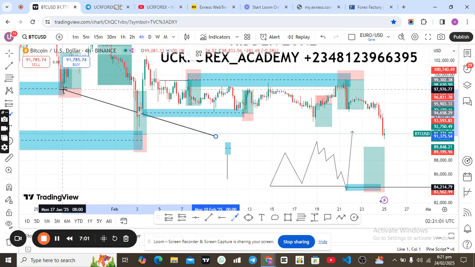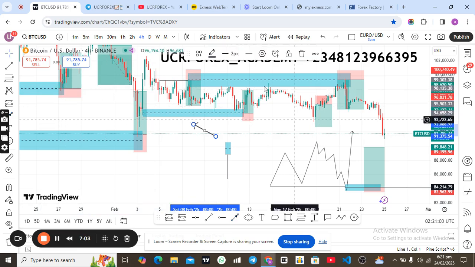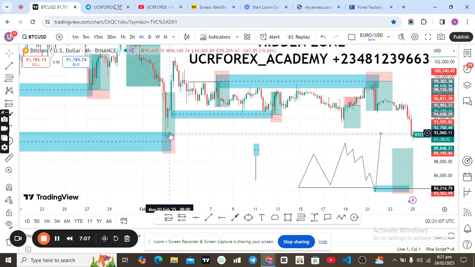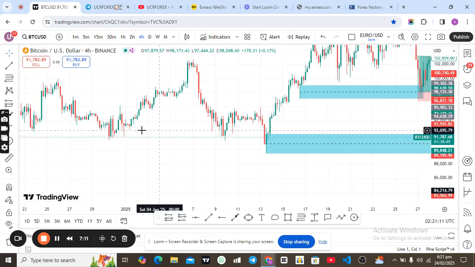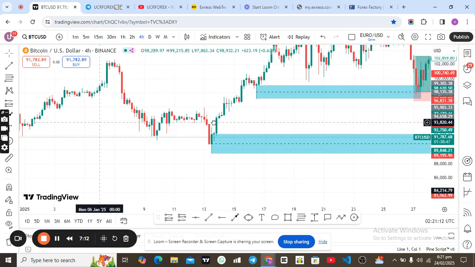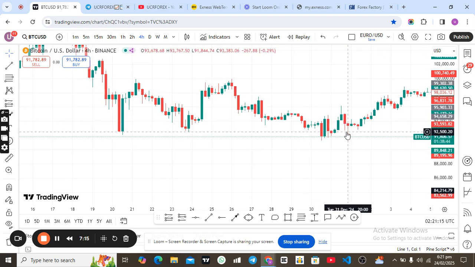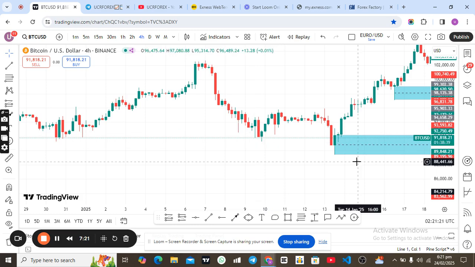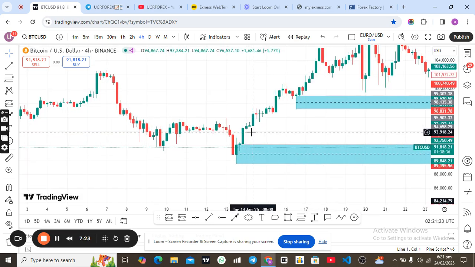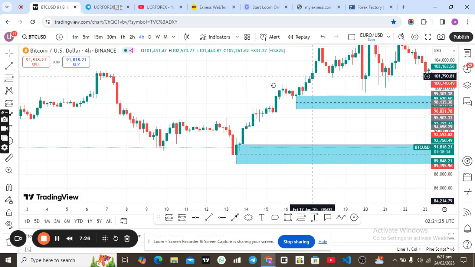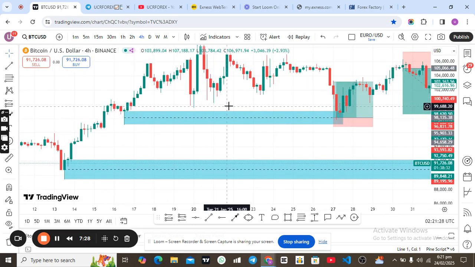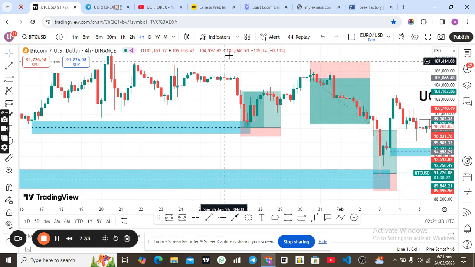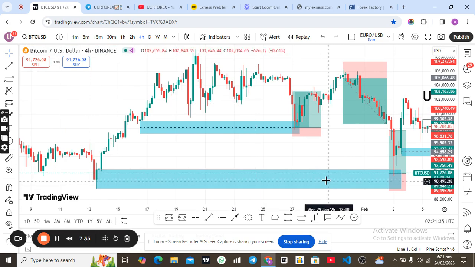I need a cleaner chart to show you how all these things are seen on the chart. Let me expand the chart very well so you can see them. This is a wick, this is also a wick, and this is a wick. This often shows rejection in the forex market. It helps you to know where buyers or sellers rejected at that particular price zone.